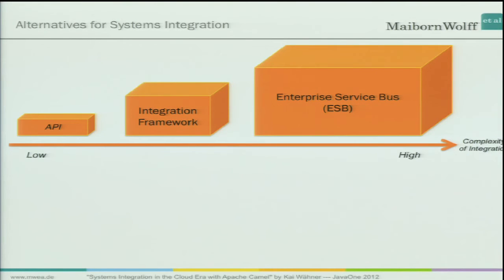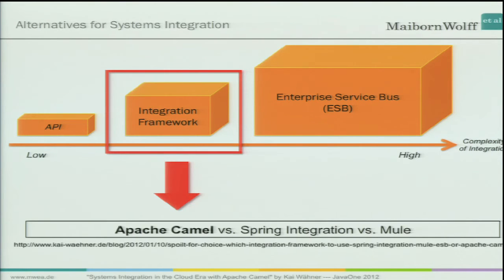If you look at integration frameworks in the Java environment, you have three alternatives: Apache Camel, Spring Integration, and Mule. All of them are open source, and all of them have the same capabilities. In the end, the goal is to integrate your applications, technologies and services. This talk is not about the differences between them, so I've written a blog. You will get the slides later. You maybe want to read this blog about the differences.